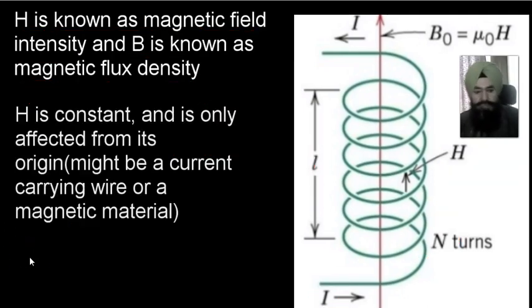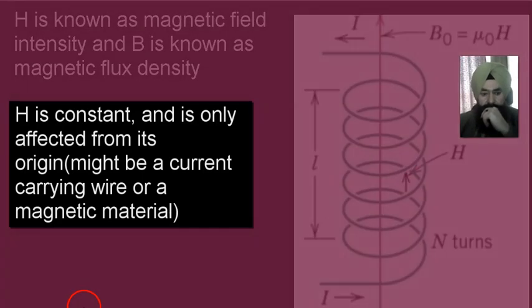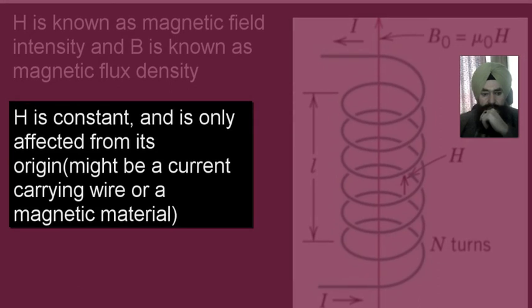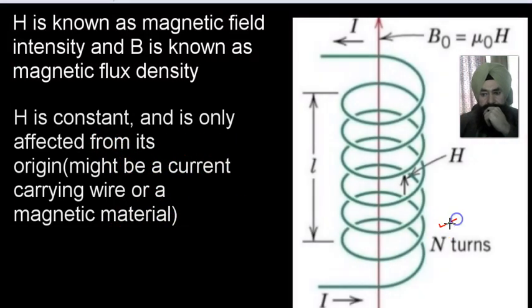Now the second thing is, H is constant so long as N is constant, L is constant and I is constant. It is only affected by its origin. What is the origin? The coil, the number of turns, the length and I. If these parameters are constant, then H remains constant.